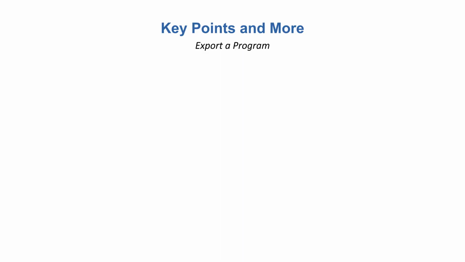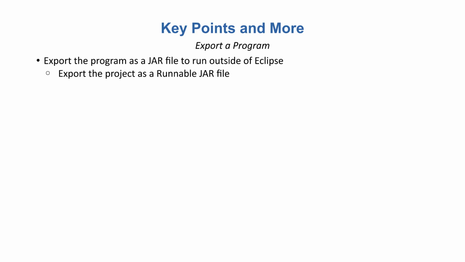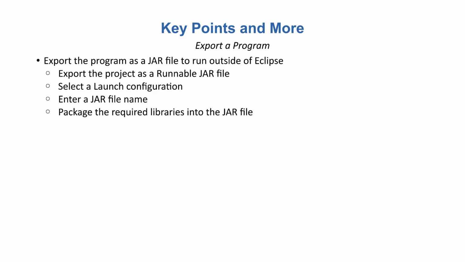Key points and more. Export a program. Export the program as a jar file if you want to run the program outside of Eclipse or run it on a different computer. Right-click on the Java project and export the project as a runnable jar file. Select the launch configuration that was created for your program. Enter a jar file name for the version you are exporting. Package the required libraries into the jar file and export the file.